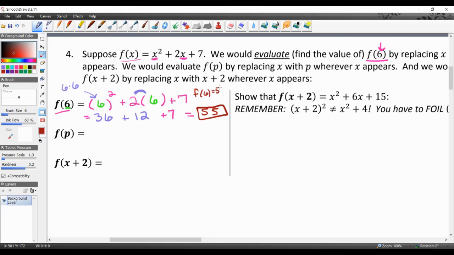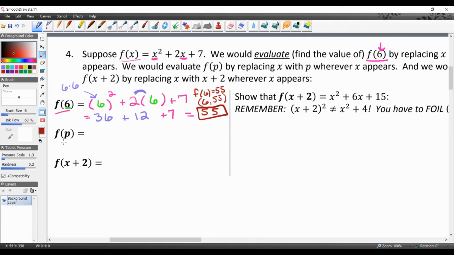is equal to 55. Another way to think about that is if I were to graph this point, when x is equal to 6, y is equal to 55. So it's just some different ways of seeing what this actually means.